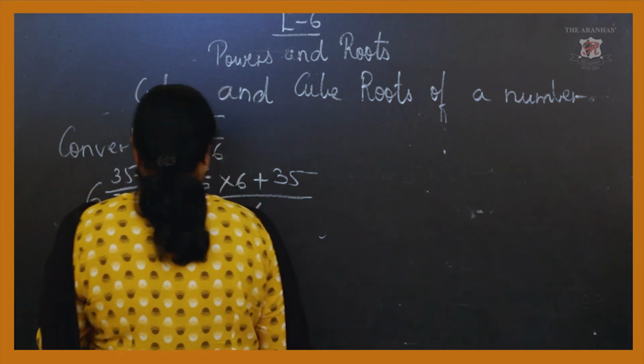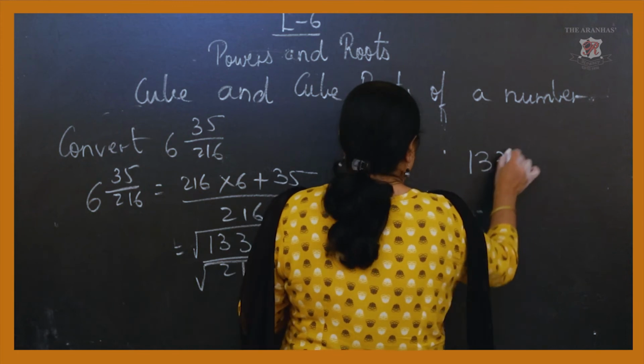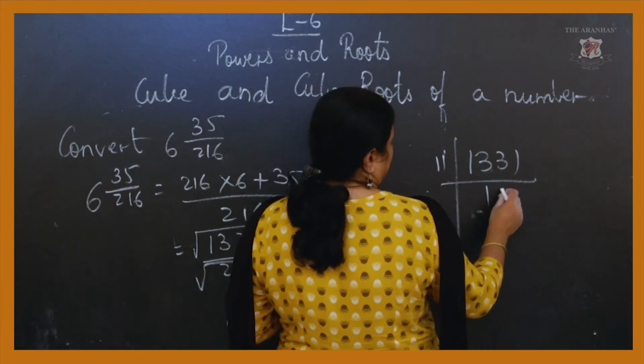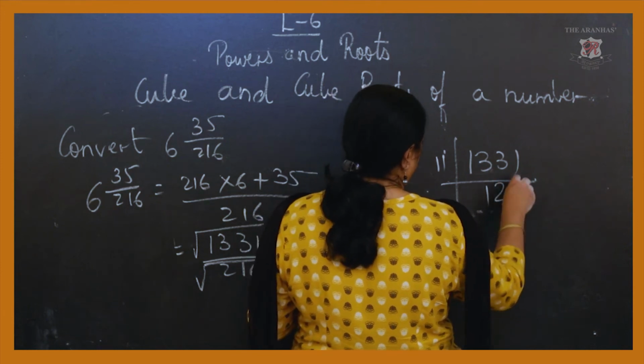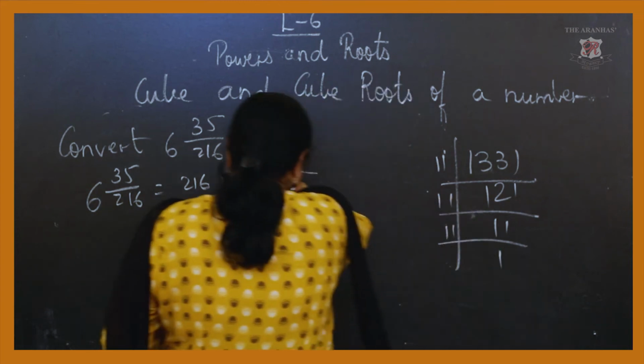That is equal to what? That will be, you're taking 1331, which will be 11. Okay, 11 ones are 11, 11 twos are 22, 11 ones are 11. Again 11, again 11 ones are 11.